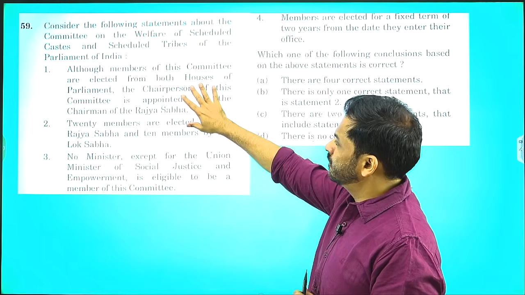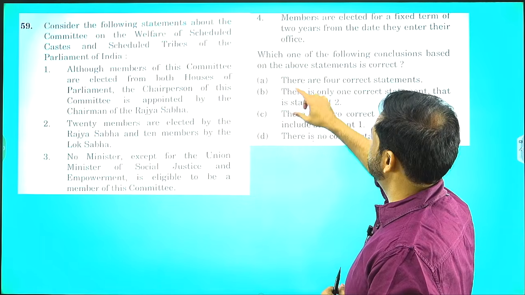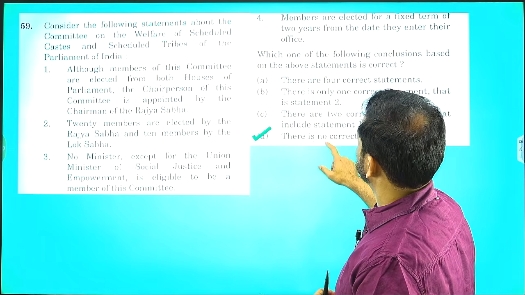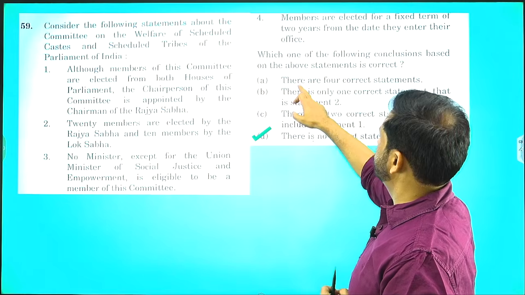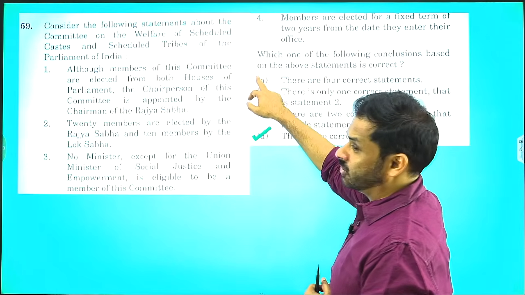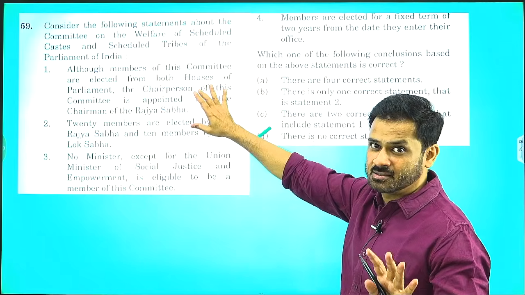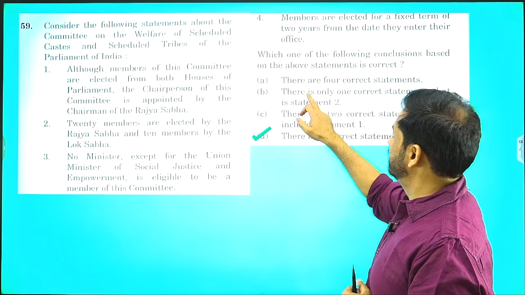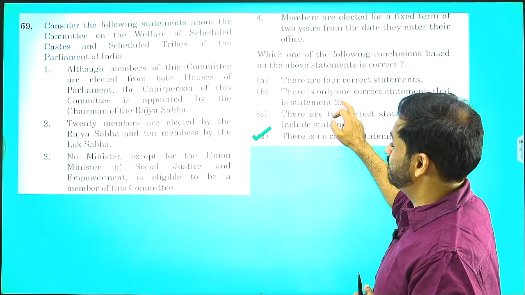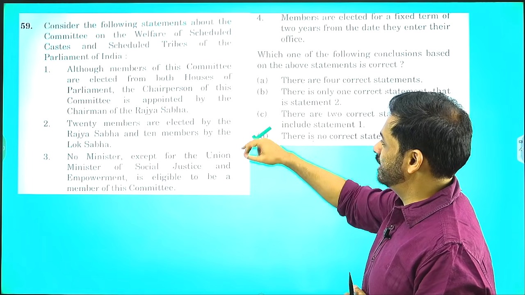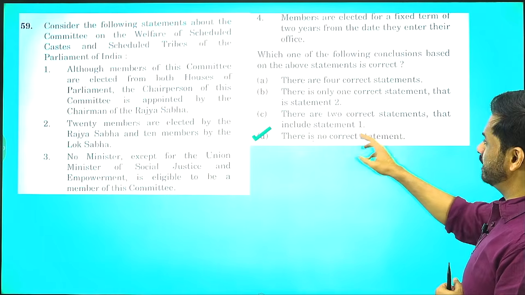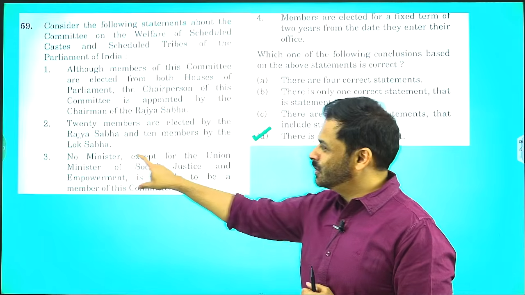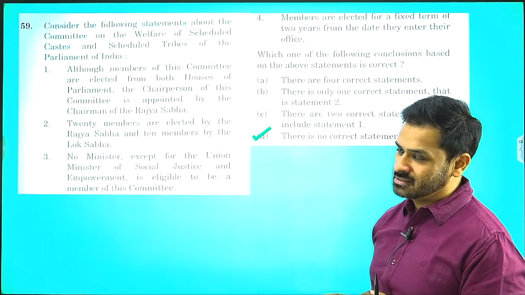Obviously, from this itself you could have answered. Let's see the answer. There is no correct statement. If we say there are 4 correct statements, 2 are already wrong, so A cannot be the answer. Only on the basis of these 2 you can answer the question. There are 4 correct statements, not correct because 2 are wrong. There is only 1 correct statement, that is statement 2. They are saying statement 2 is correct, but this cannot be the answer because statement 2 is wrong. There are 2 correct statements that include statement 1, they are saying it is correct. This is wrong, so this also cannot be the answer. So even without knowing this, you could have easily answered the question.